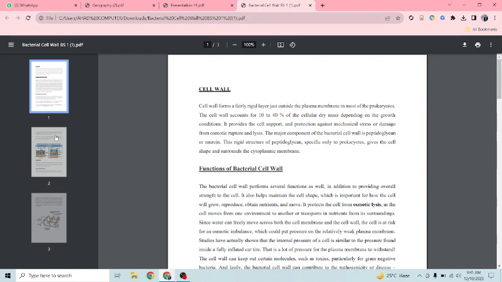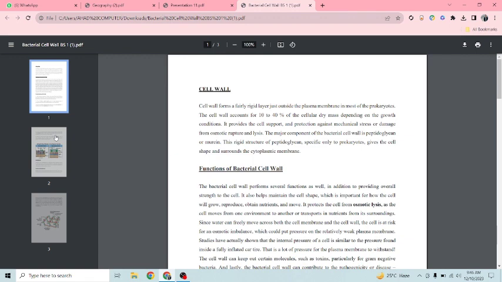In addition to providing overall strength to the cell, it also helps maintain the cell shape, which is important for how the cell will grow, reproduce, obtain nutrients, and move. It protects the cell from osmotic lysis as the cell moves from one environment to another or transports its nutrients from its surroundings. Since water can freely move across both the cell membrane and the cell wall, the cell is at risk for an osmotic imbalance, which could put pressure on the relatively weak plasma membrane.